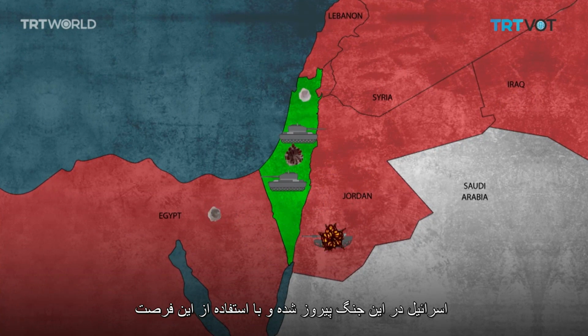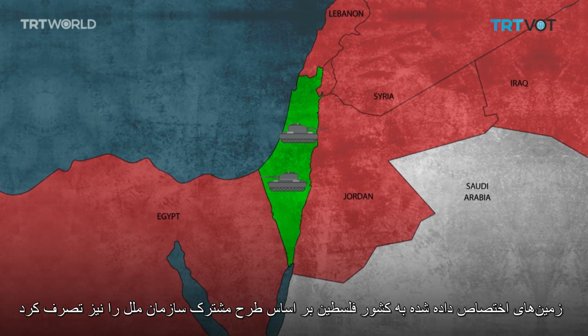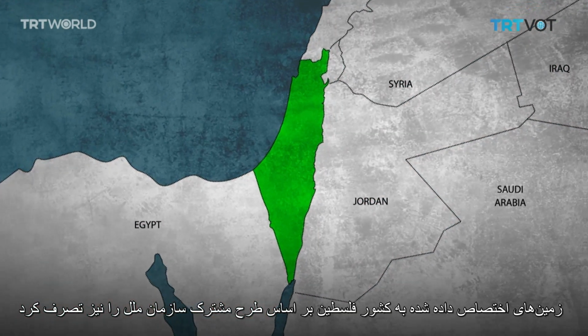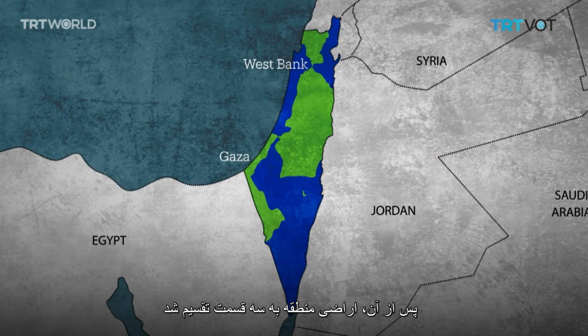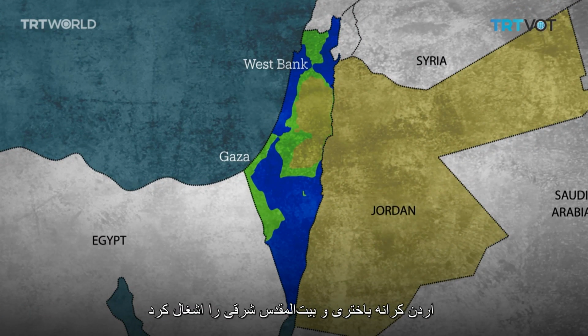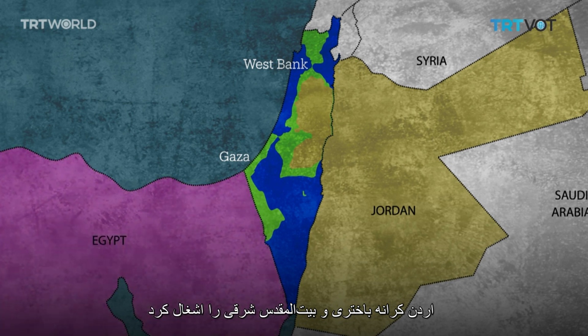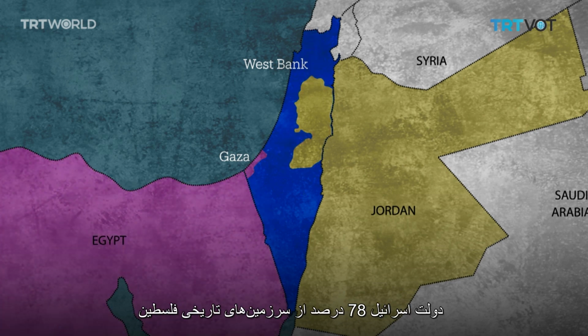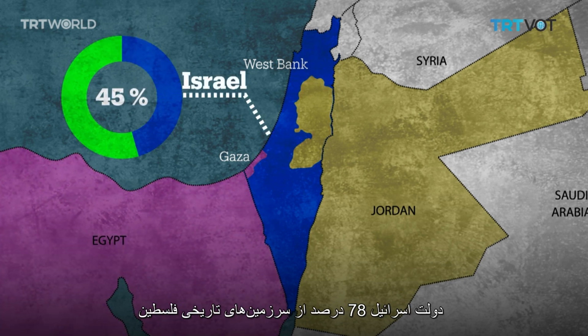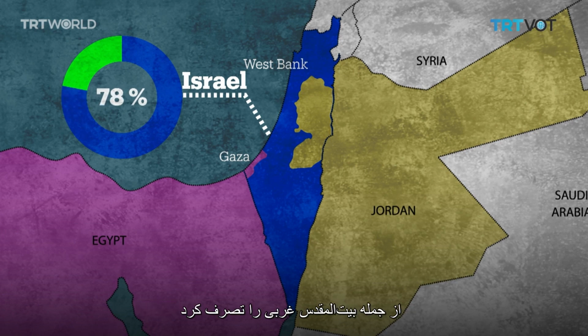Israel is victorious and makes a grab for the land intended for the Palestinian state under the UN's partition plan. The land gets divided into 3 parts. Jordan occupies the West Bank and East Jerusalem, Egypt occupies Gaza, and the State of Israel takes 78% of historical Palestine, including West Jerusalem.